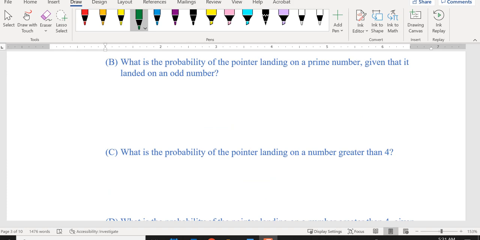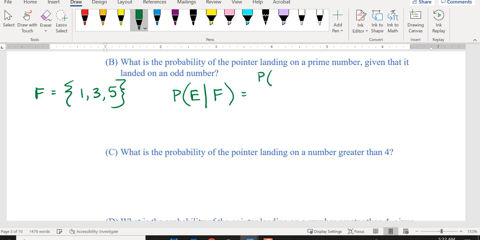Second part of that question, what is the probability of the pointer landing on a prime number given that it landed on an odd number? So let's let F be the event that it landed on an odd number, which is 1, 3, and 5. So this question asks, what's the probability of a prime, given that it was odd? By our formula, that's the probability of E and F over the probability of F.